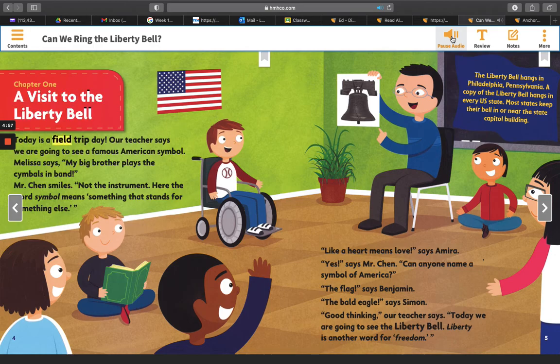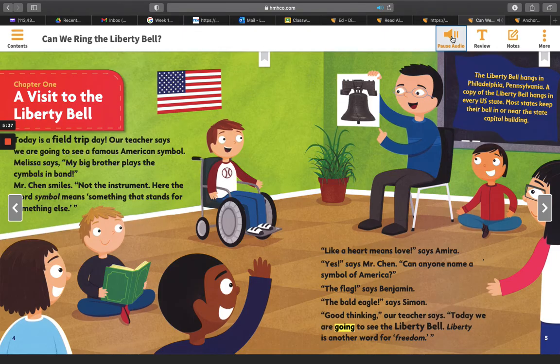Today is a field trip day. Our teacher says we are going to see a famous American symbol. Melissa says, my big brother plays the cymbals in band. Mr. Chen smiles. Not the instrument. Here, the word symbol means something that stands for something else. Like a heart means love, says Amira. Yes, says Mr. Chen. Can anyone name a symbol of America? The flag, says Benjamin. The bald eagle, says Simon. Good thinking, our teacher says.